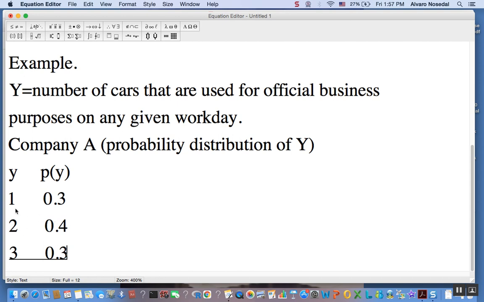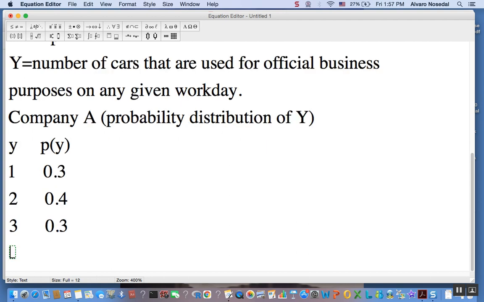Again, let me underline that a probability distribution must satisfy certain properties. One of them is each of these numbers must be a number between 0 and 1. They clearly are, and the sum of all of them equals 1, and that is the case too.